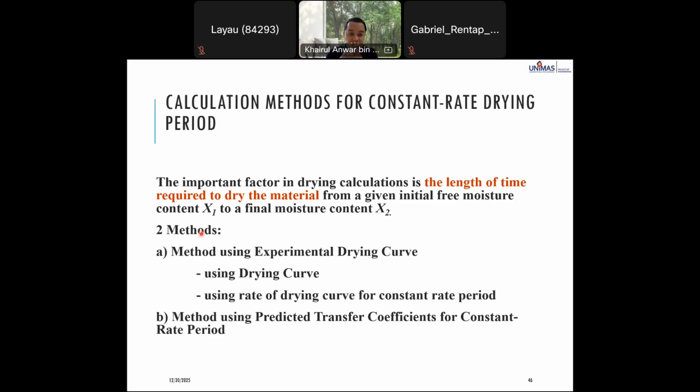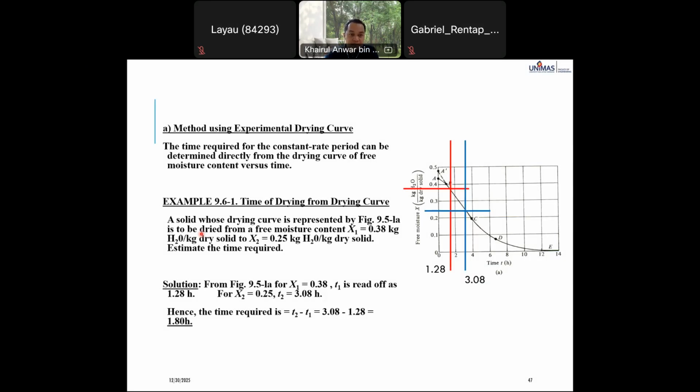Two methods. First method is method A, using the experimental drying curve. The second one is using the rate of drying curve for the constant rate period. Method B is the method using predicted transfer coefficient for the constant rate period. So method A, using the experimental drying curve, example 9.6-1.